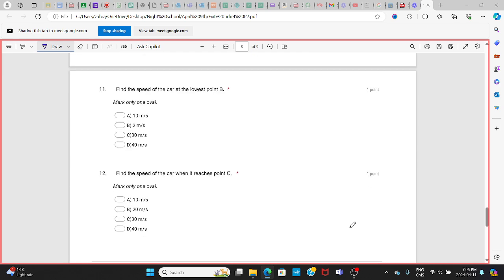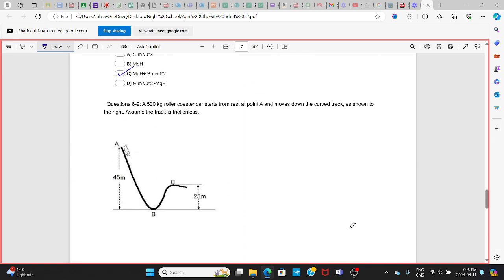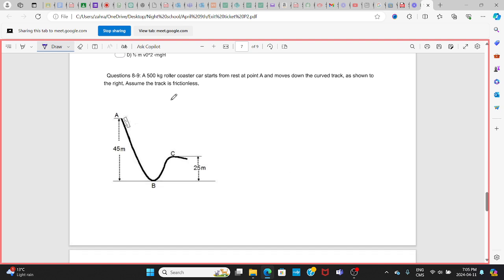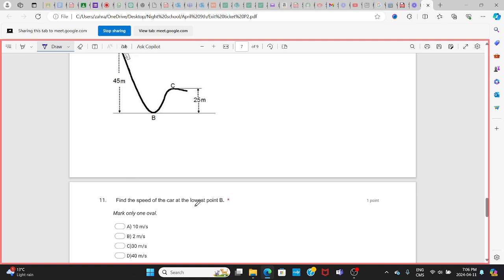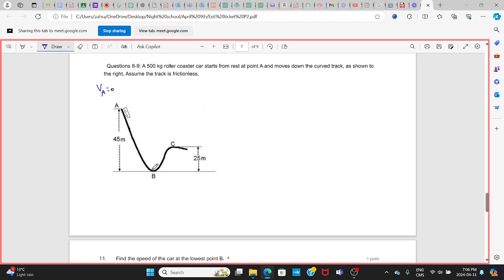Here is the last one, right? Question 8, 9. Okay. A 500 kilogram roller coaster car starts from rest. So here we have a velocity at point A to be 0. Move down the track as shown. Assume the track is frictionless. Find the speed of the car at the lowest point B. So here I want to find the speed.